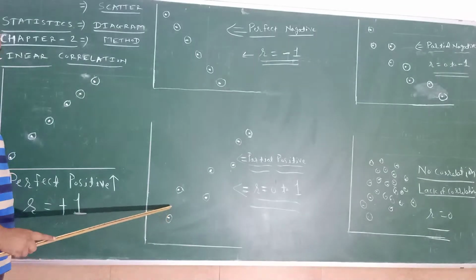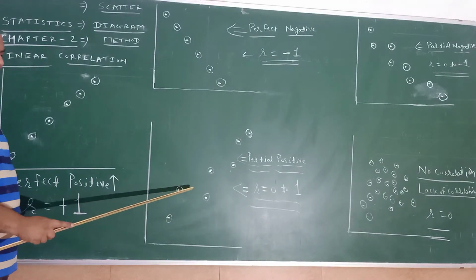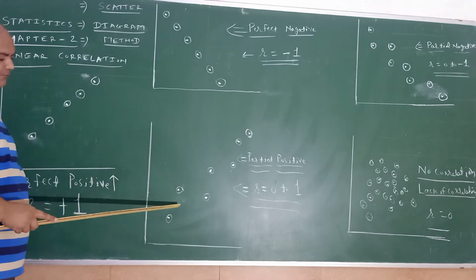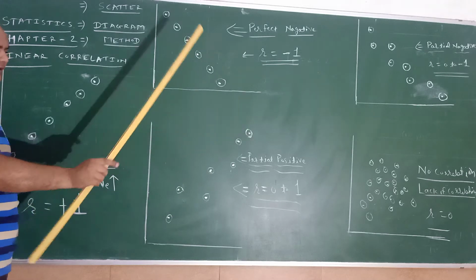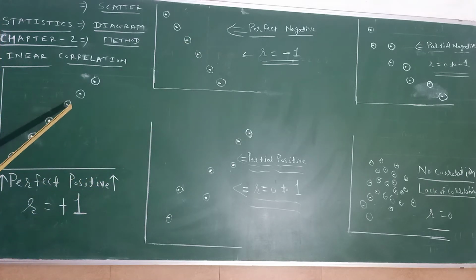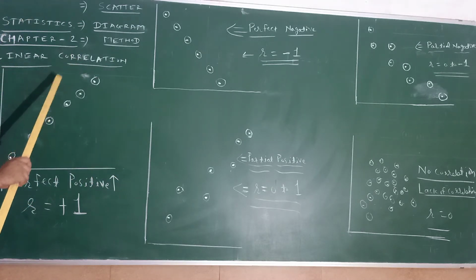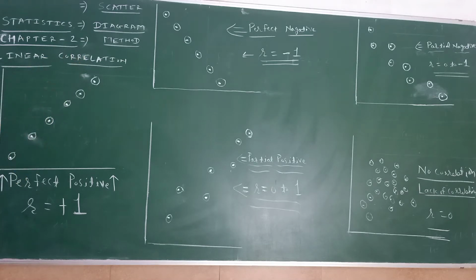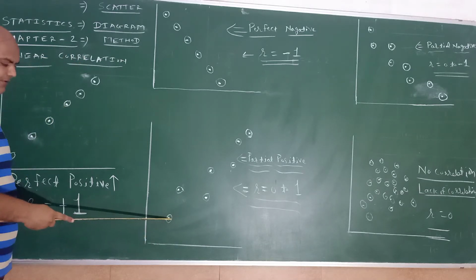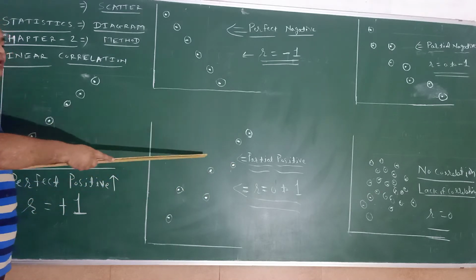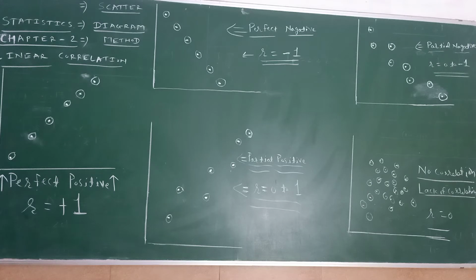You see, students, here the dots in the diagram move from downward to upward, from left to right. But what is the difference between the first diagram and the third diagram? The only difference is that in the first diagram it is going in a linear way, a straight way, while in the third diagram, one dot, another dot, one dot, another dot, it is not in a straight or exactly linear way.